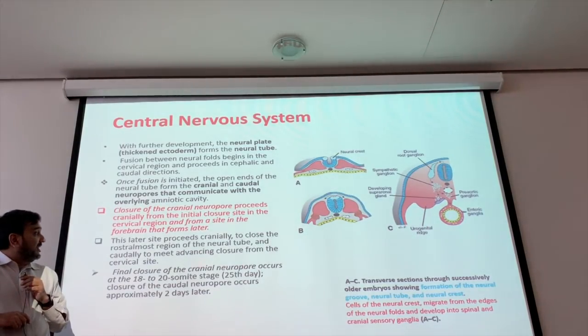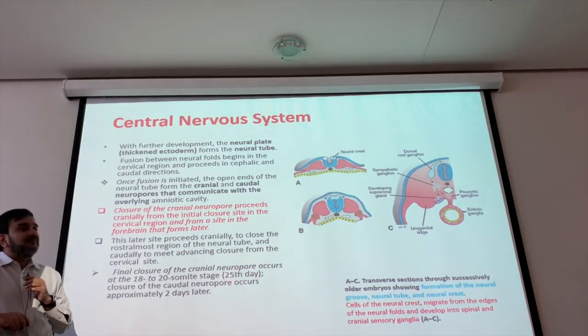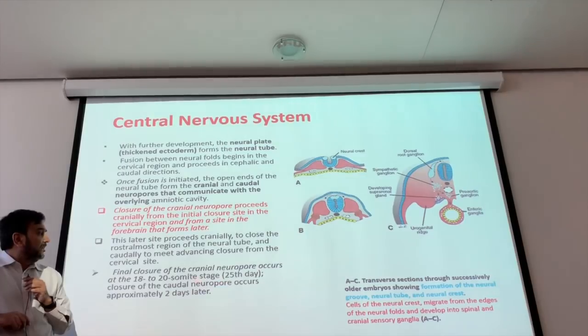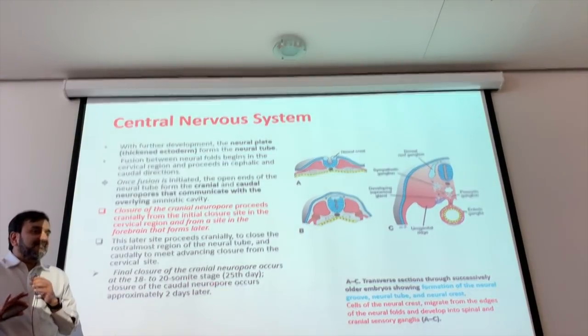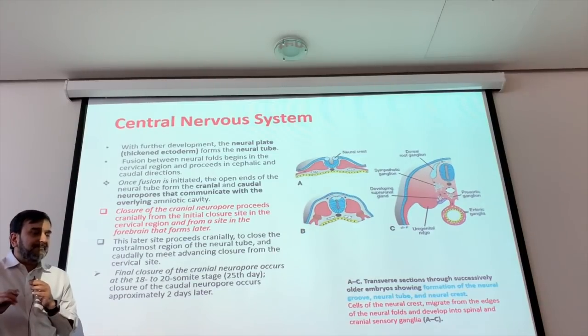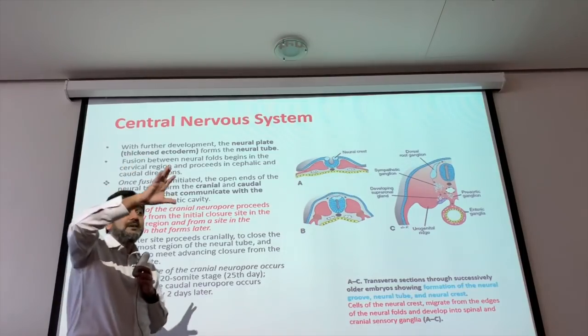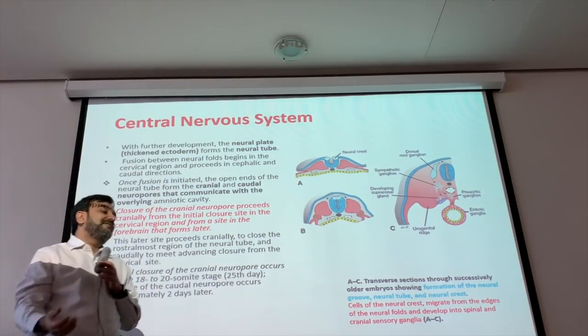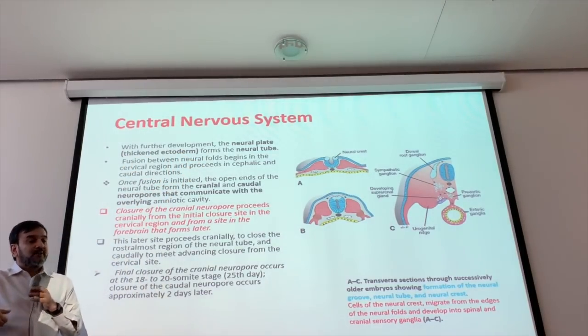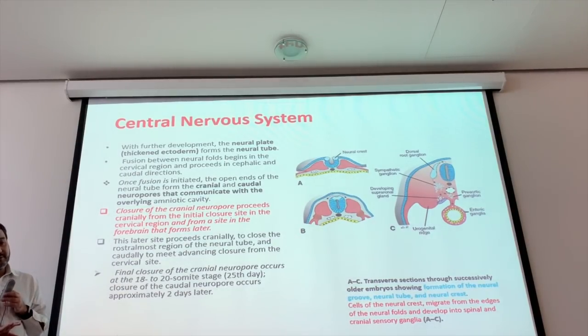So you have the cranial neuropore going to close around the 25th day of development, or the 20th somite stage. So around the 20th somite stage or 25th day of development, the cranial neuropore, which is the cranial end of the neural tube, is going to close, and 2 days later the caudal neuropore is also going to close.